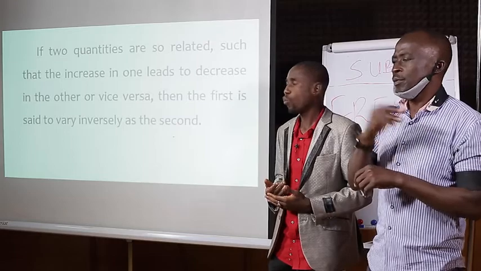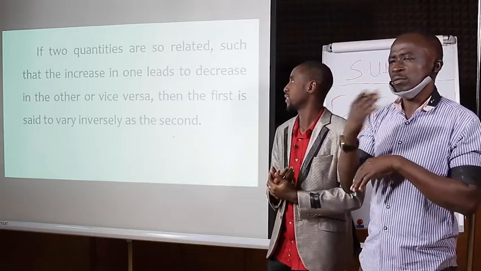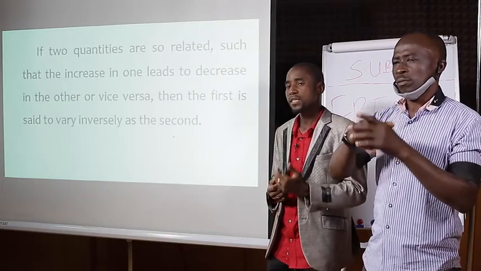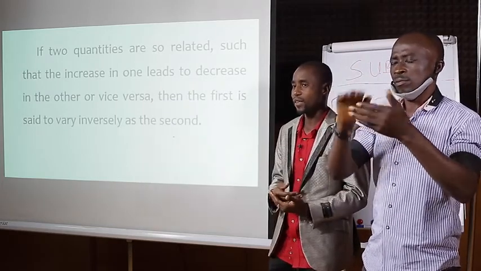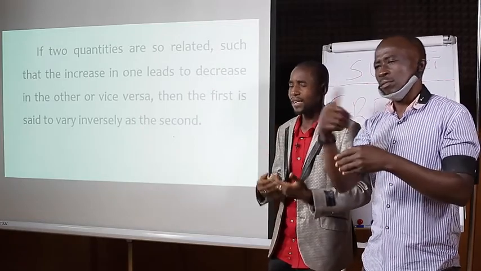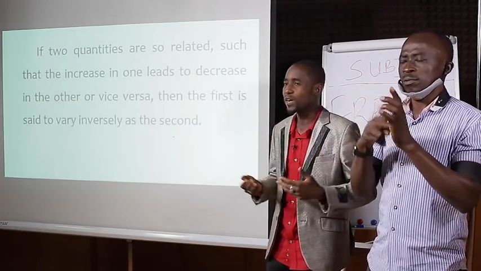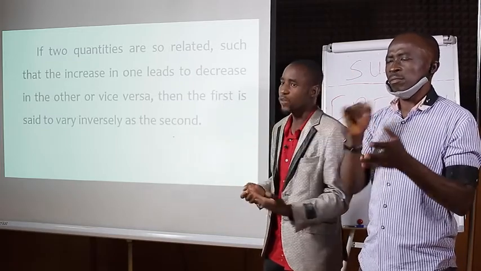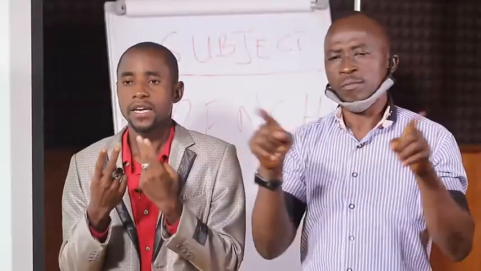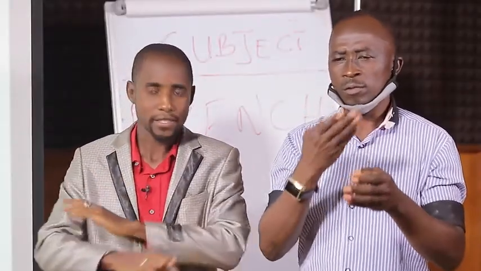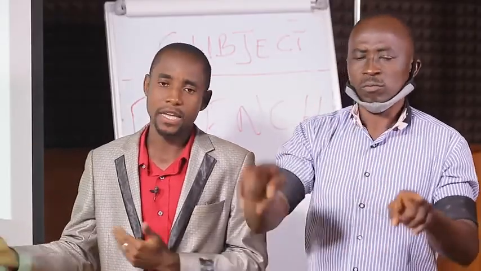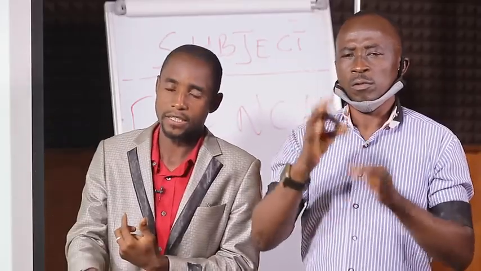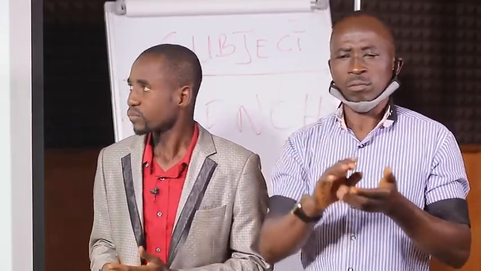And we said if two quantities are so related such that the increase in one leads to the decrease in the other, then this is simply referred to as inverse variation. Inverse variation is unlike direct variation. In direct variation, the variables increase or decrease at the same time. But in inverse variation, when one increases, the other one decreases, or vice versa.